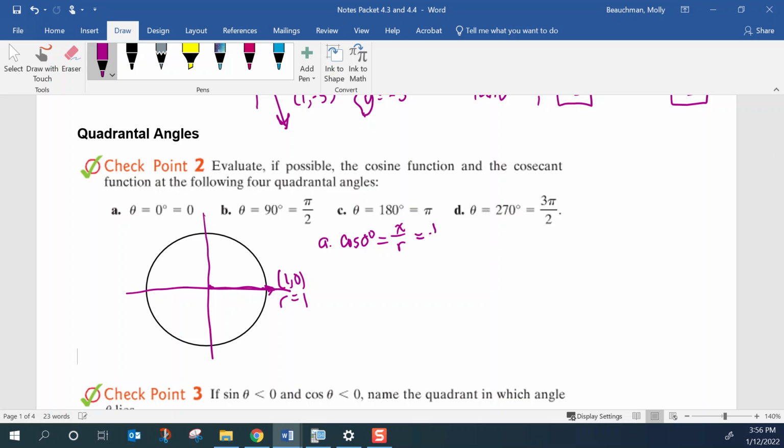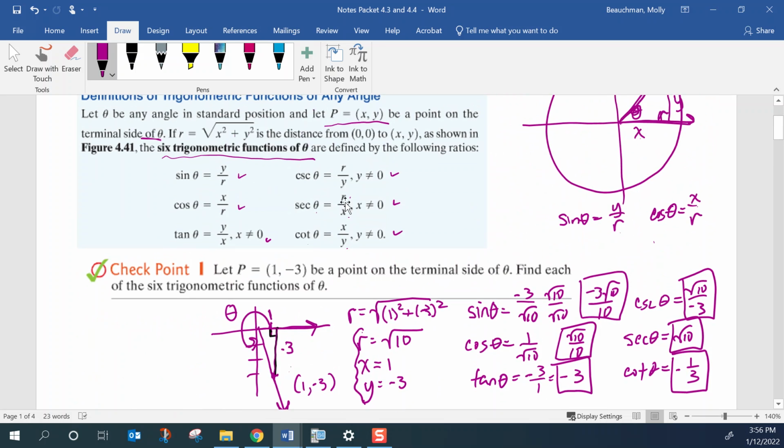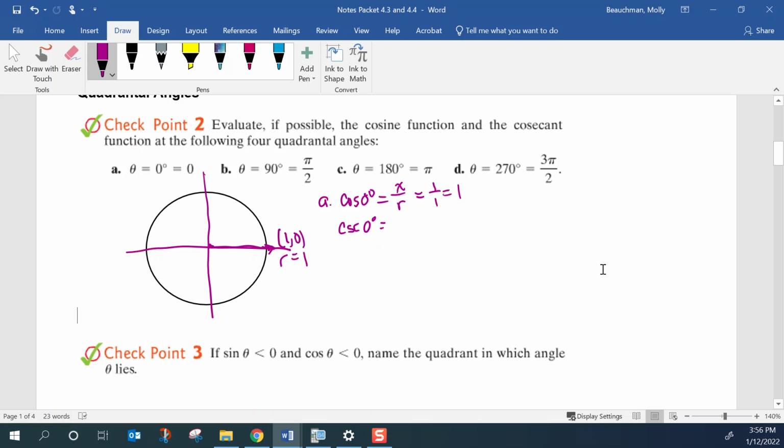The x value is 1 divided by the radius of 1, so that would be 1. The cosecant of 0 degrees: back to the formula up here, the cosecant is r over y, when y is not 0. So the cosecant would be r over y, but in this case, if r is 1, the y-coordinate is 0, so there is no cosecant of 0. That's undefined.